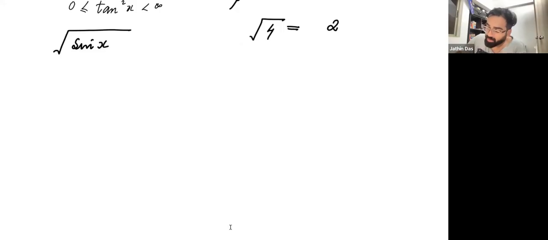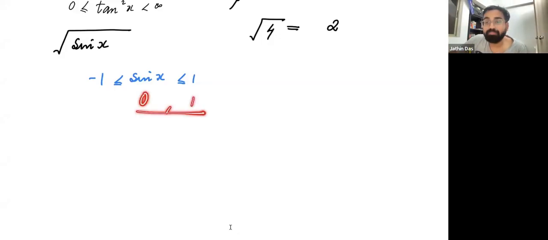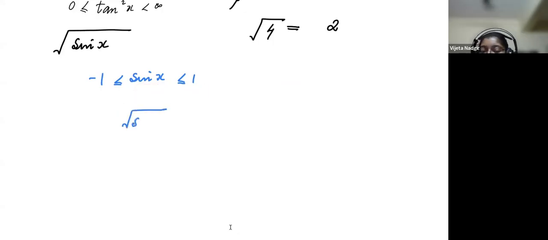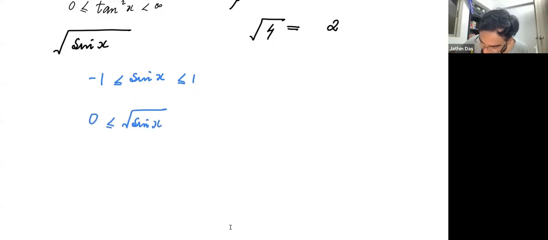So now, first we'll deal with range. Sin x is between -1 and 1. But when I take the square root, the negative numbers will automatically say, "My square root cannot exist." So you will say, okay, I'll only take from 0 to 1. The square root of 0 is 0, the square root of 1 is 1. So root of sin x will be between 0 and 1. So the range is between 0 and 1.